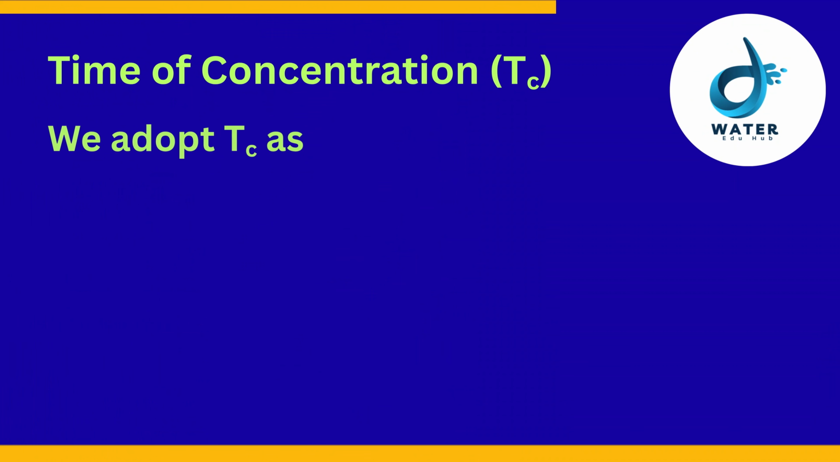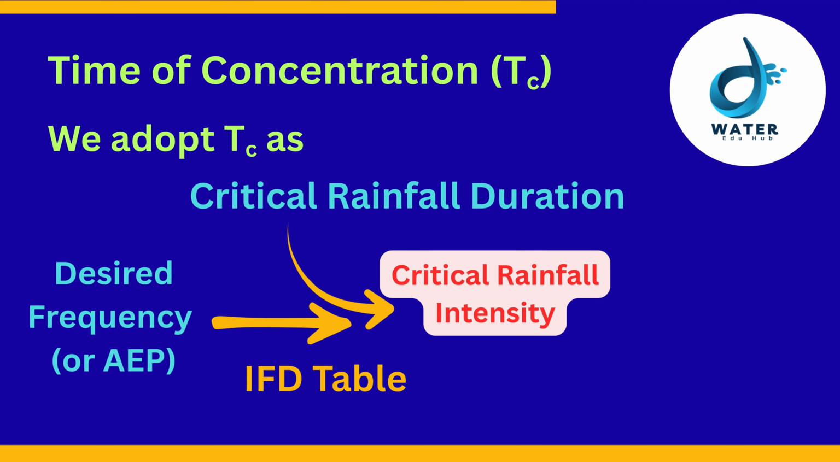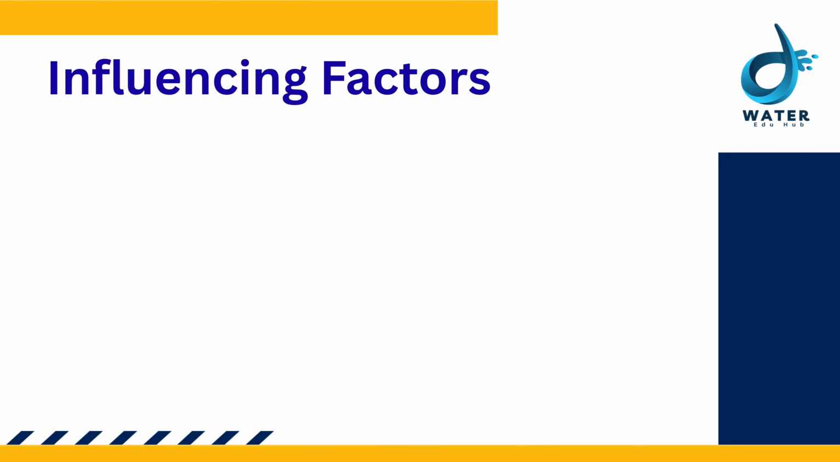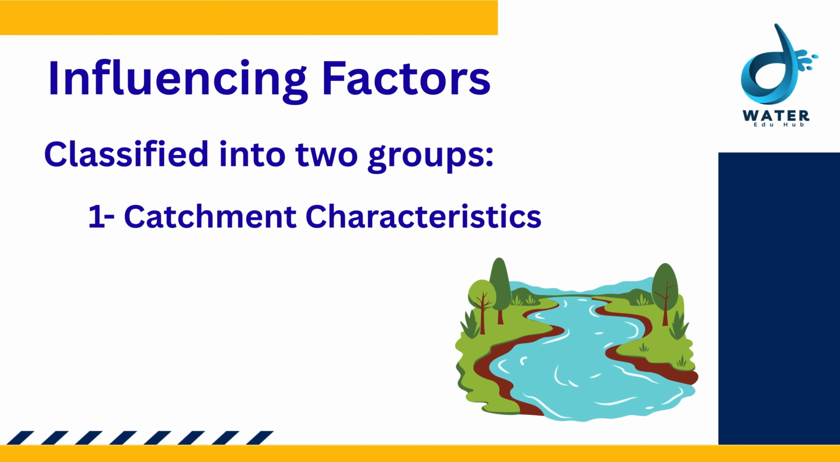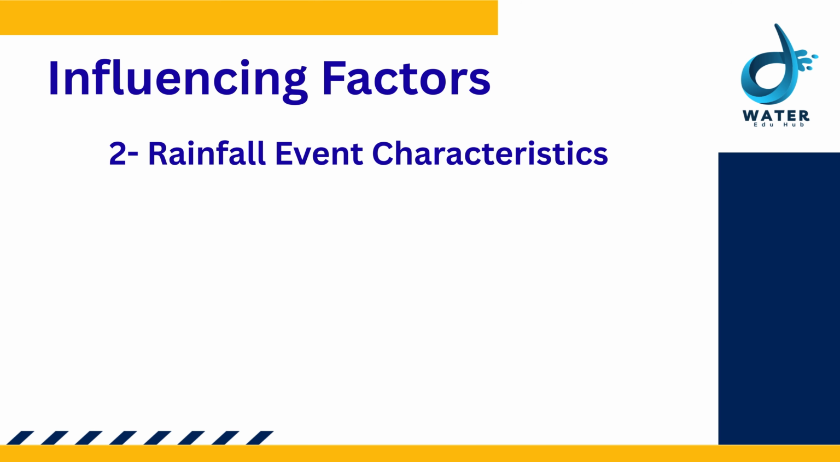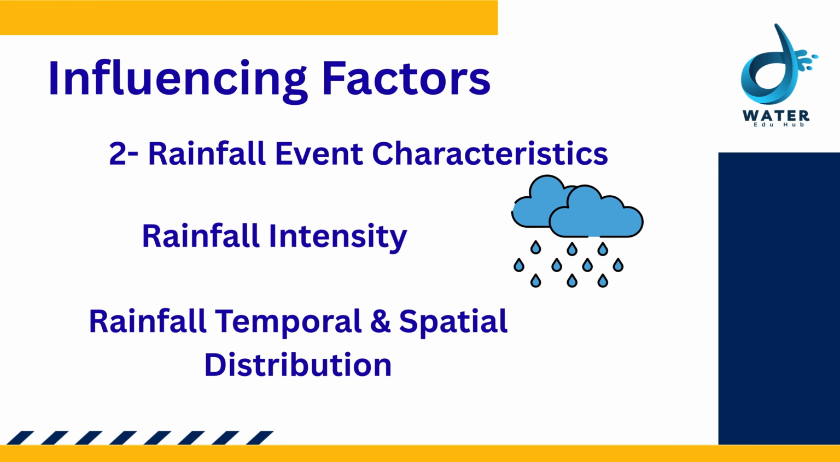We take TC as the critical duration of our design rainfall event. That will help us to estimate the maximum peak flow rate that a storm can produce in a catchment. The influencing factors on the time of concentration can be classified into two main groups: catchment characteristics such as length, slope, and land cover, and rainfall event characteristics such as rainfall intensity and rainfall temporal and spatial distribution.